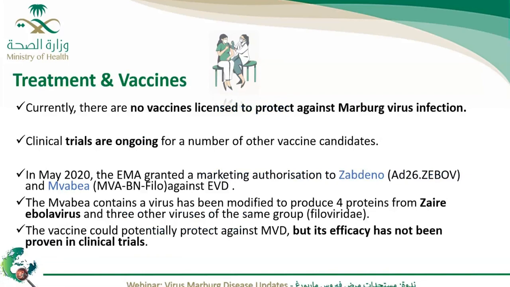In May 2020, the EMA, the European Medicines Agency, granted a marketing authorization to the Zabdeno and Mvabea vaccine against Ebola virus disease. The Mvabea contains a virus which has been modified to produce four proteins for Zaire Ebola virus and three other viruses of the same group, Filoviridae. The vaccine could potentially protect against MVD, but its efficacy has not yet been proven in clinical trials.